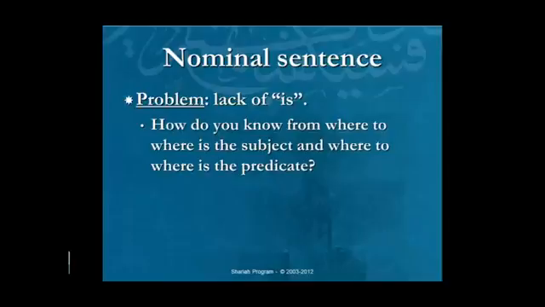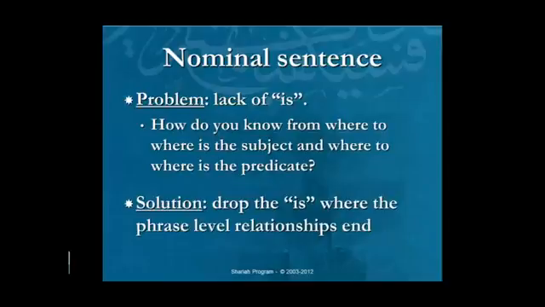So how would you know from where to where is the subject and where to where is the predicate? It would be by knowing where the phrase level relationships end. That's where you drop the "is". What that means is that the first word and the second word would need to be compared, and you'd have to see if there's correspondence, and you'd have to see if the regulations that apply to the various types of phrases apply. If they do, then that means your predicate hasn't started yet. You'd have to move forward. You look at the third word and try to connect that one with the previous two.